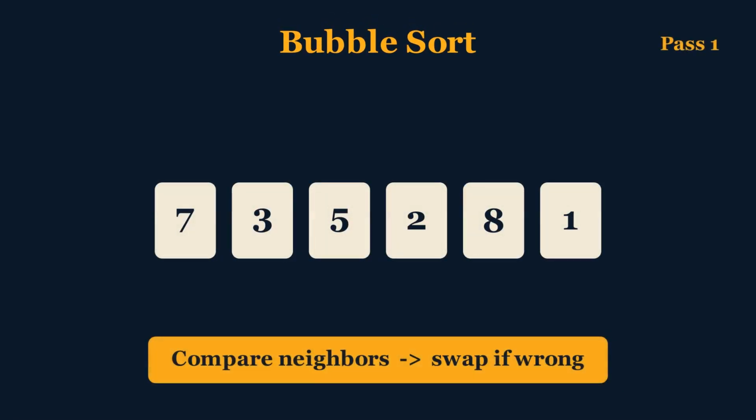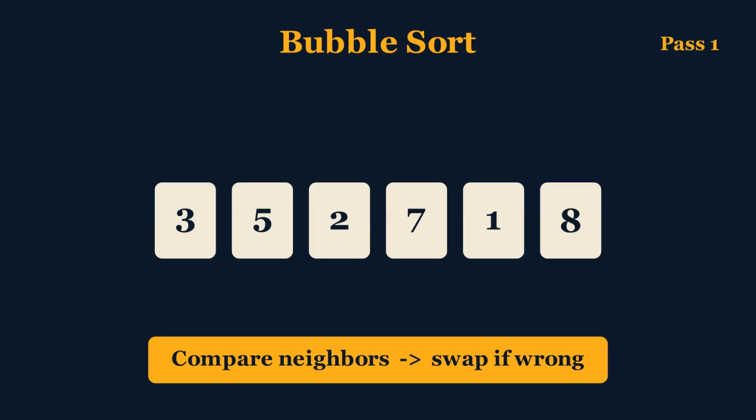First up, bubble sort. The idea is beautifully simple. Walk through the array, look at 2 neighbors at a time, and ask, are you 2 in the right order? If not, they swap. Let's go. 7 and 3. 7 is bigger, so they swap. 7 and 5. Swap again. 7 and 2. Swap. 7 and 8. 8 wins, no swap. 8 and 1.